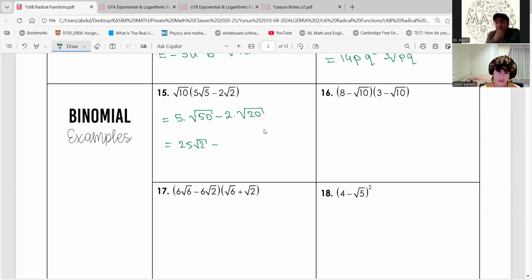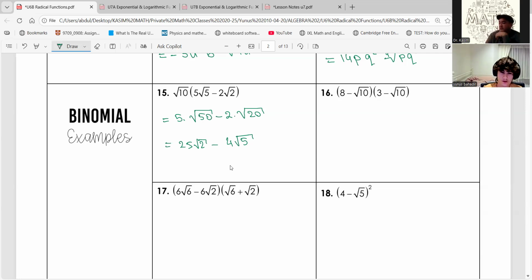Minus, and how about square root of 20? 4 times 5, right? So square root of 4 is 2, times square root of 5. We have simplified. We cannot simplify any more because the radical parts are different. The 2 times 2 becomes 4.